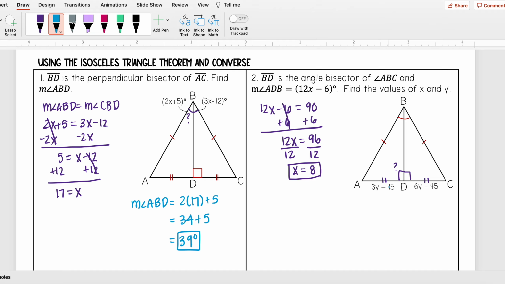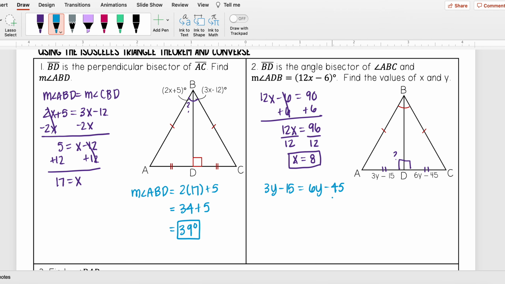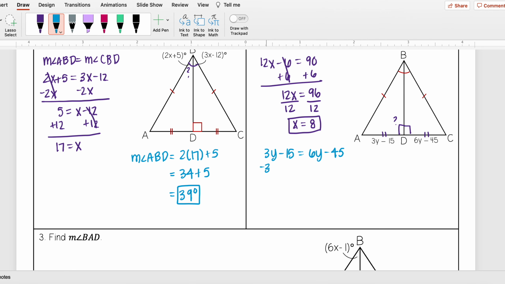Okay, and then we want to find the value of y. I know that these two sides are congruent, so I can set those two expressions equal to one another. Subtract 3y from both sides, and then get negative 15 is equal to 3y minus 45. I'm going to add 45 to both sides, and then divide both sides by 3. And so I get that y is equal to 10.